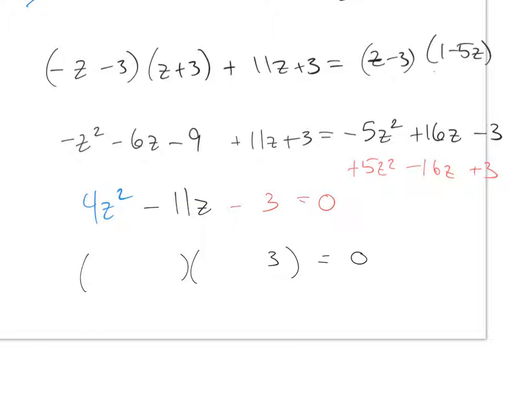You know it's got to be 3 and 1 for that, for sure. That's a guarantee, right? Well, we don't know if it's 2 and 2 or 1 and 4 for z. I'll give you the factors for the sake of time. It's 4z plus 1 and z minus 3.